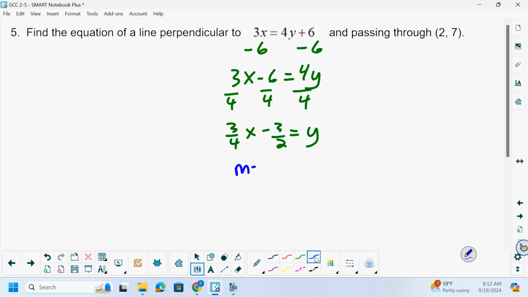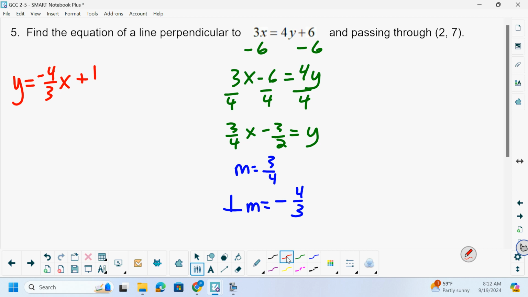So our current slope is 3/4, but we need our perpendicular slope. The sign should change and the fraction gets flipped. Our current slope is positive, so our perpendicular slope would have to be negative. And then just flip your fraction and we get negative 4/3. So that's called the negative reciprocal. So we'll put that in for m in our y equals mx plus b. We'll have y equals negative 4/3 x plus b.